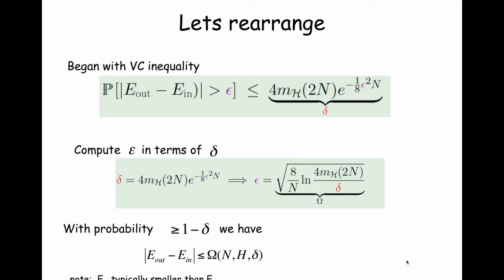And so if you call this thing delta, you can isolate epsilon using some algebra. So to get epsilon, of course, you're going to divide both sides of the inequality by 4 times the growth function of 2n, and then you're going to take the logarithm of both sides. That gives you this ln of 4 m_H(2n) over delta, and of course e is to a minus power, so you're going to take the reciprocal of both sides. That gives you the 1/8 epsilon squared n, and then you're going to divide both sides by n.